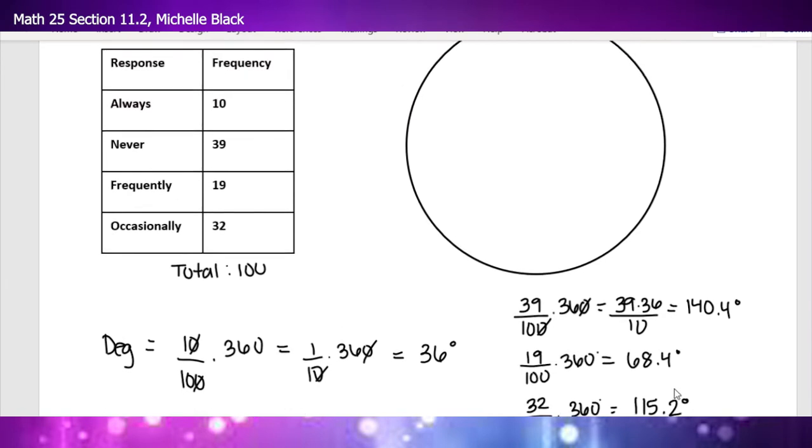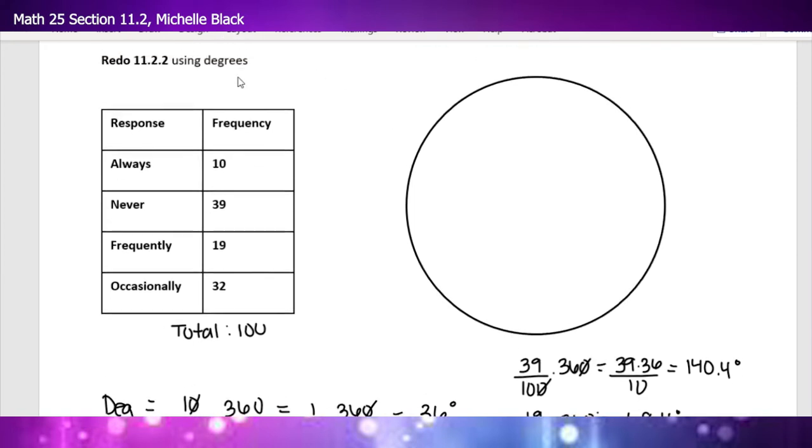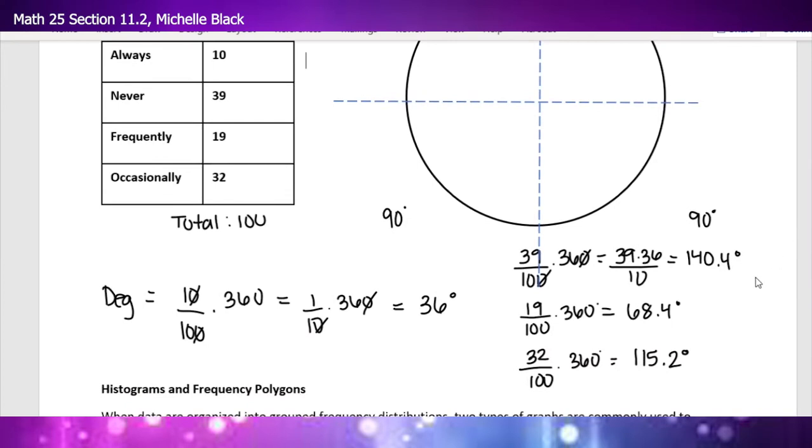So just like we did above, we can break our circle into quadrants to help with figuring out how many degrees we're looking at. So if you want, you can divide it into 4 again. And now, rather than thinking of each of these sections as 25%, we're going to think of them as 90 degrees, because the entire circle should add up to 360 degrees. So that's just 90 plus 90 plus 90 plus 90. So think of each of these quadrants as having 90 degrees of the circle, and we want to break this up into wedges matching the degrees we found below, which is 36, 140.4, 68.4, and 115.2.